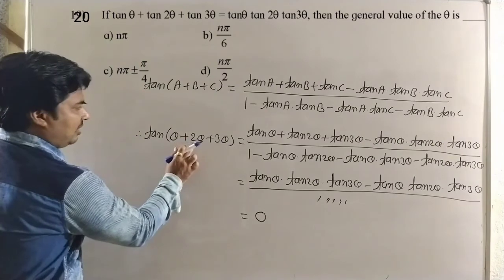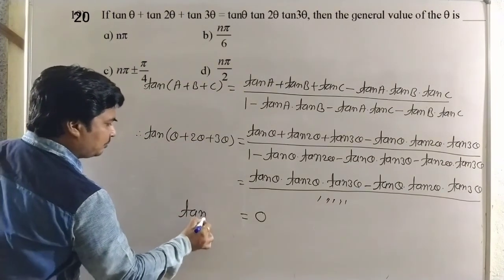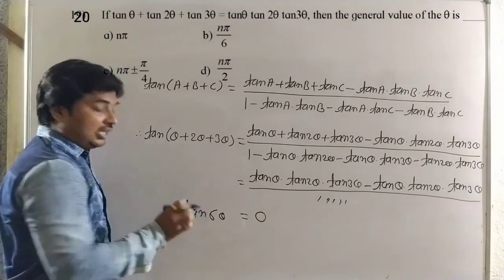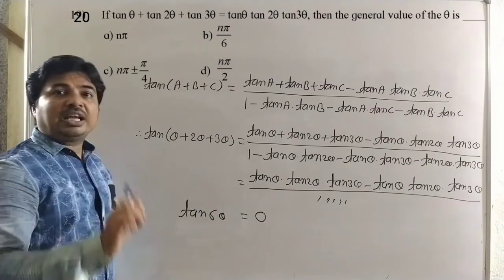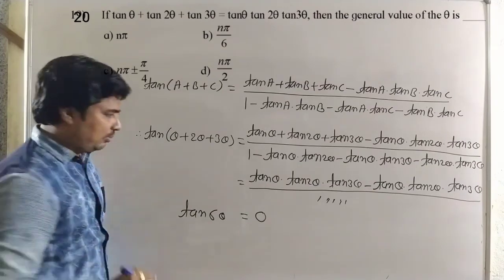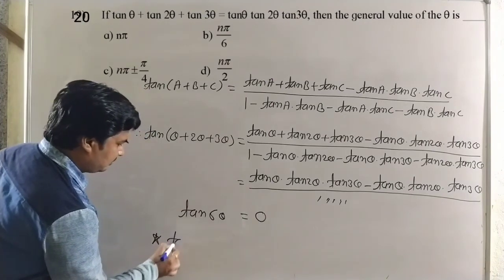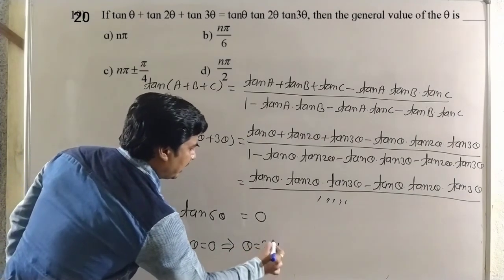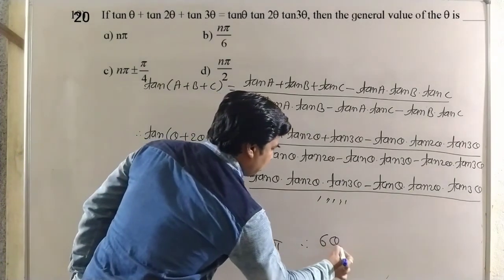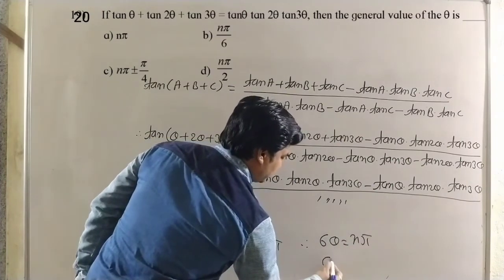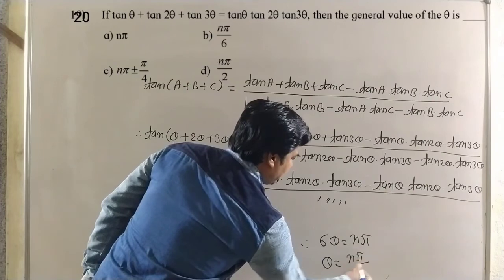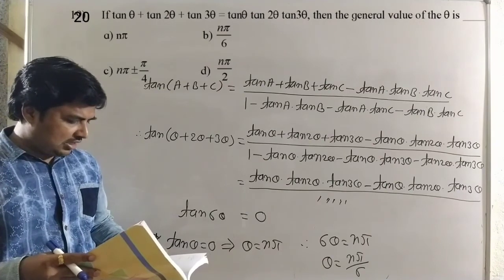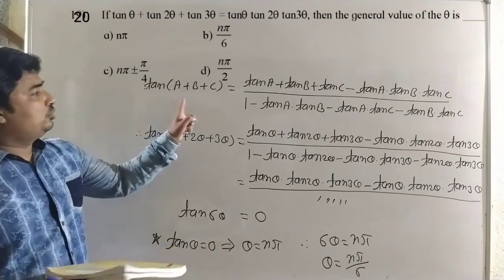That means tan (theta plus 2 theta plus 3 theta), that means tan 6 theta is equal to 0. Here we use the general solution for tan theta is equal to 0, then theta is equal to n pi. So 6 theta is equal to n pi, and therefore theta is equal to n pi by 6. It is our solution of this question. Theta is equal to n pi by 6, and it is option B. See carefully, here we use this formula.